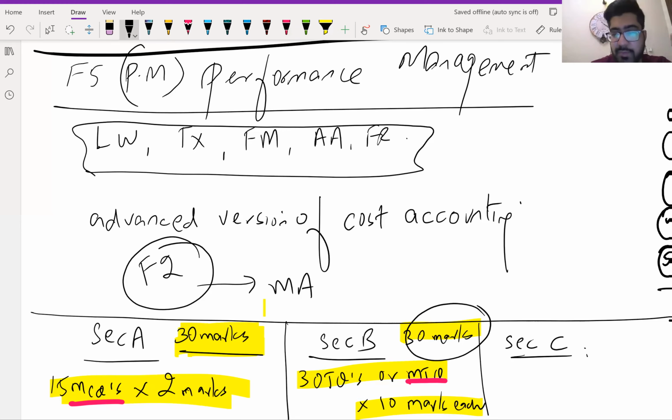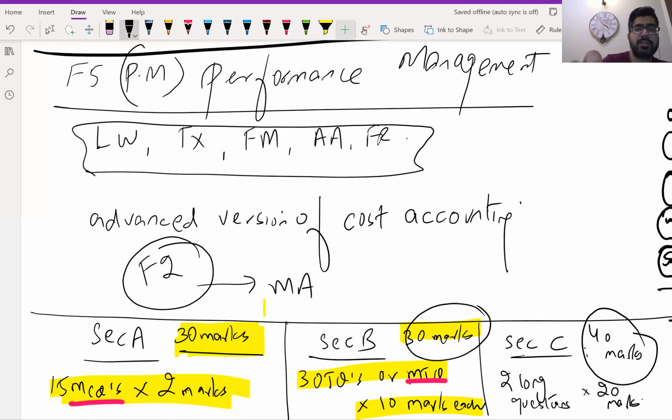Whereas section C is worth 40 marks and it has 2 long questions, each worth 20 marks, so 2 long questions of 20 marks make 40. Now these long questions have to be answered on either Word or spreadsheet. We will teach you how to answer questions on Word and spreadsheet. Okay, so this is the paper pattern. If you want to copy, you can copy this paper pattern.